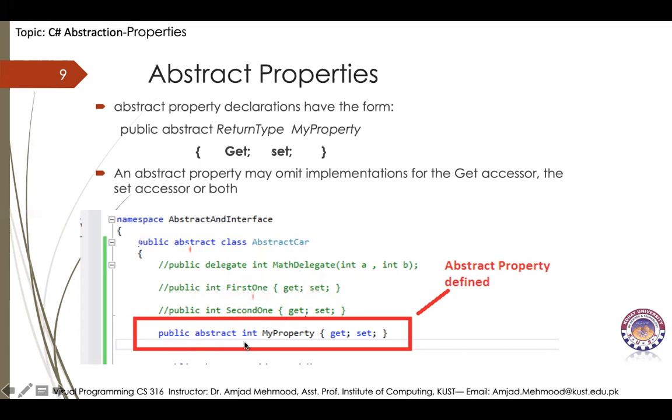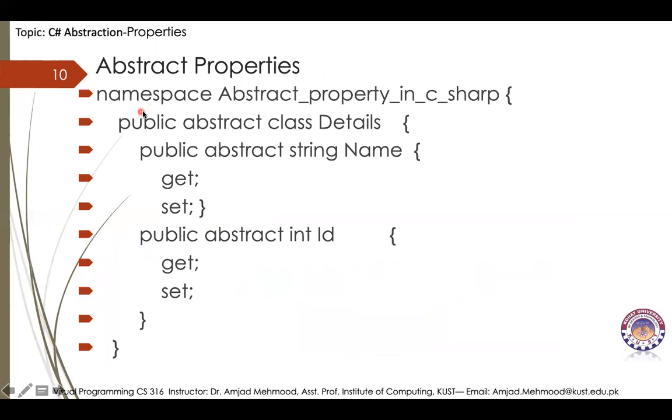You can see that this property is an abstract property. Here you can see that we have the abstract keyword, and the child classes will provide the definition of that. I'll explain that with the help of an example. So here we have this namespace, and then we have an abstract class which is named Details, a public abstract string Name. Now this is the property name, and get and set, these are the two accessors which will be provided by the child class. So public int Id with get and set, this is another property. So child classes will provide the definition of these two, Name and Id.